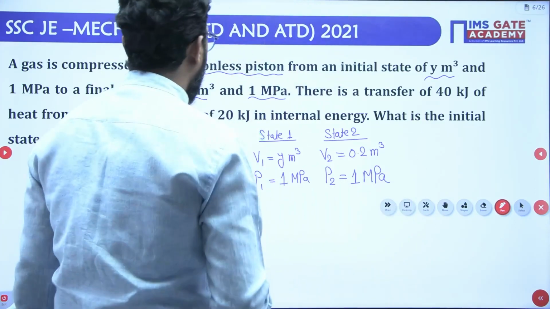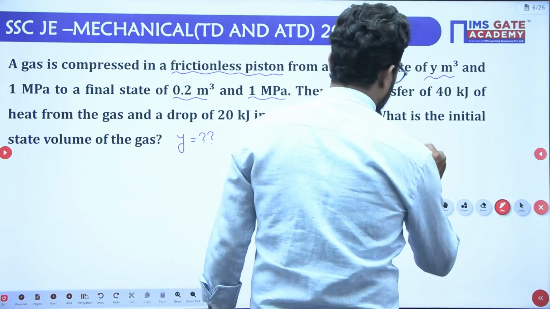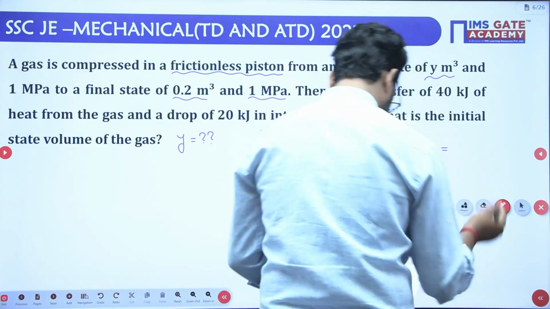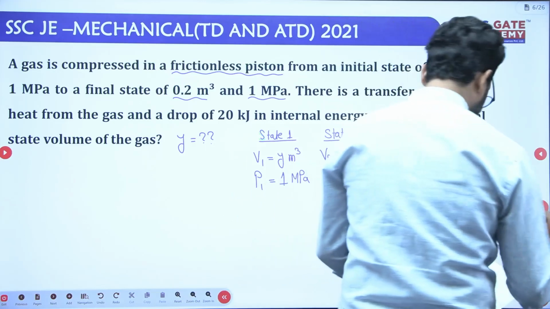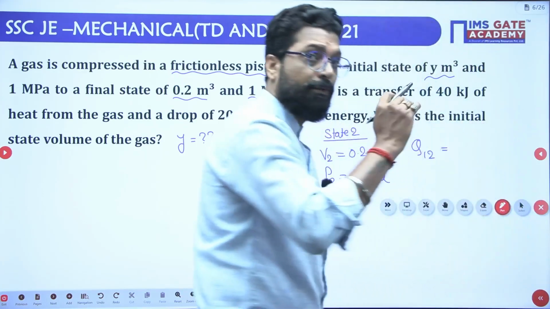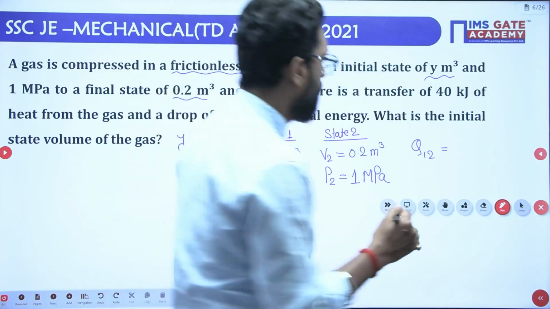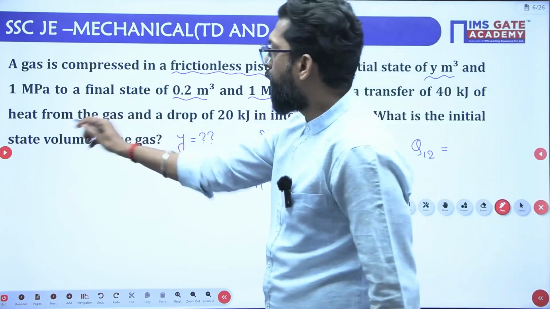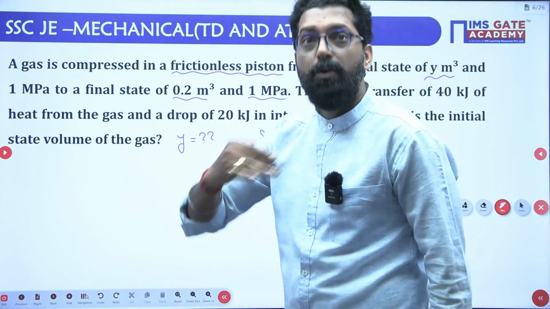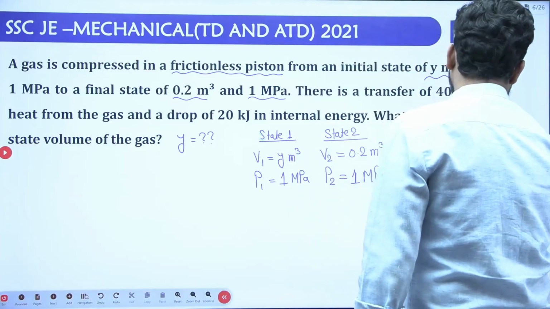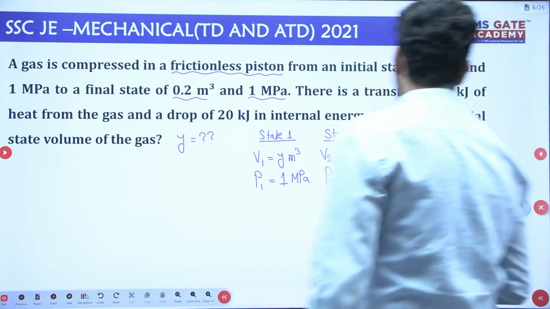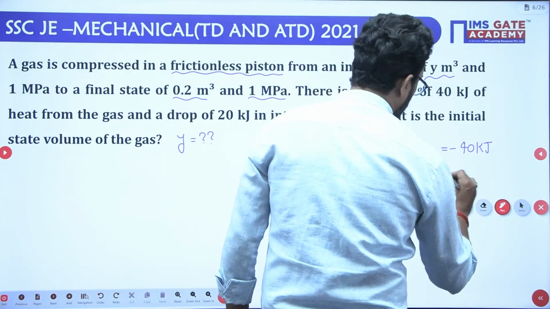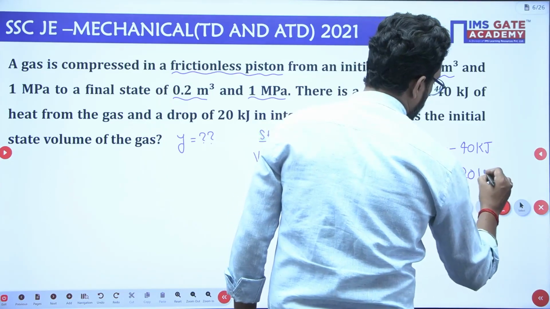And during that, the heat transfer 1 to 2 is from the system to the surrounding, and that is negative. The problem says there is a transfer of 40 kilojoule of heat from the gas, and gas is our system, so the system will lose the heat. That means Q is negative 40 kilojoule, and a drop of internal energy, delta U, is 20 kilojoule.